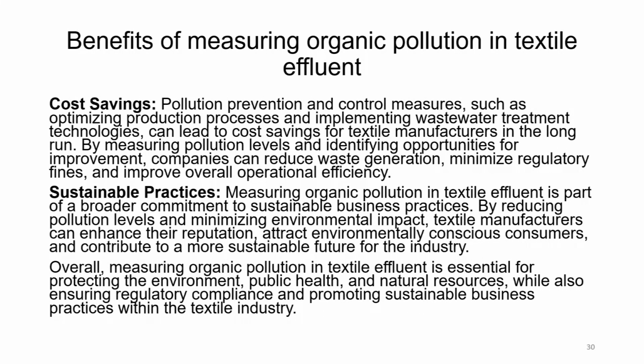Cost saving. Pollution prevention and control measures such as optimizing production processes and implementing wastewater treatment technologies can lead to cost saving for textile manufacturers in the long run. By measuring pollution level and identifying opportunities for improvement, companies can reduce waste generation, minimize regulatory fines, and improve overall operational efficiency and reduce the environmental impact.